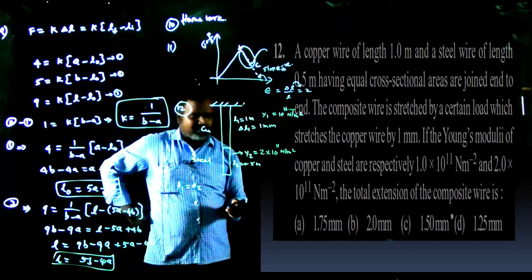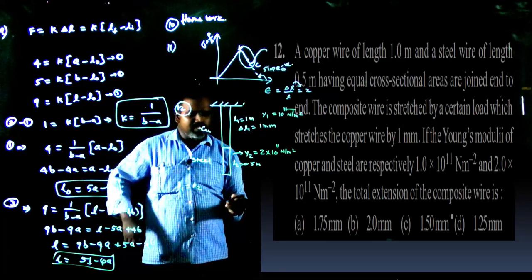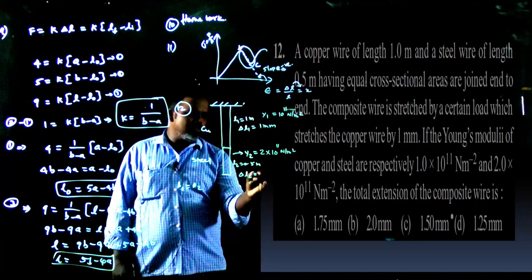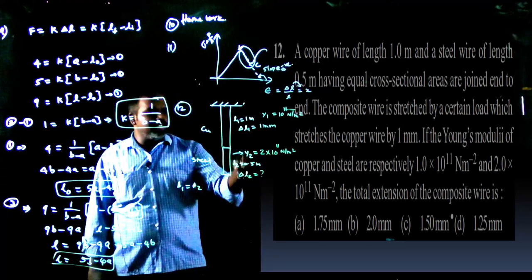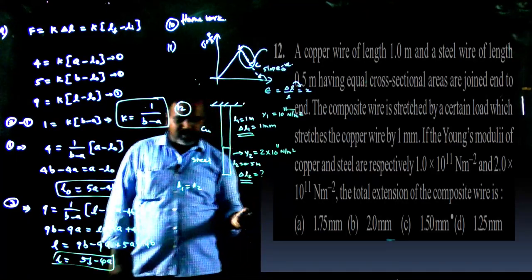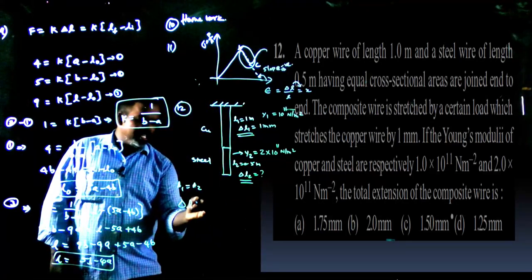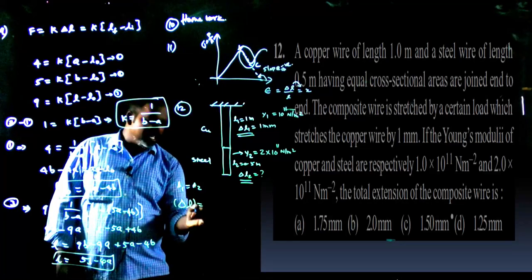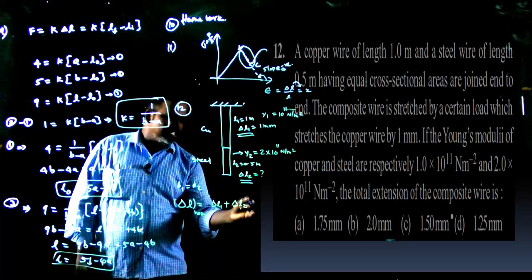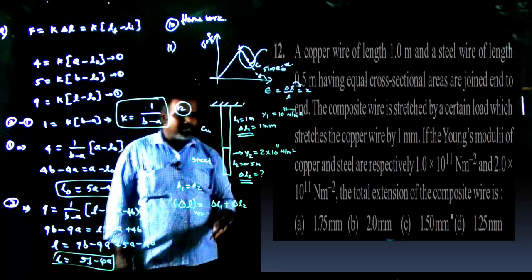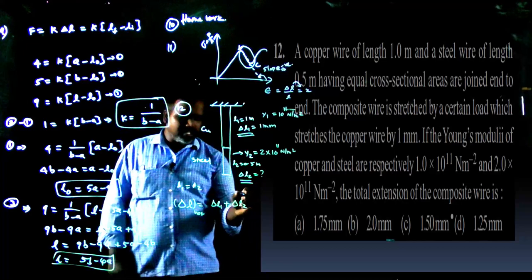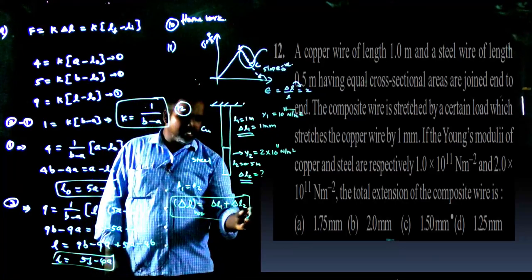But now they are asking, what is the total extension in the composite wire? So first we have to find out what delta 2 is. Once we find delta 2, we have delta 1 and can find the total. Therefore, the composite length, delta total or delta net, is the sum of the individual changes: delta L1 plus delta L2. So now you please do that. This is what we have to find.